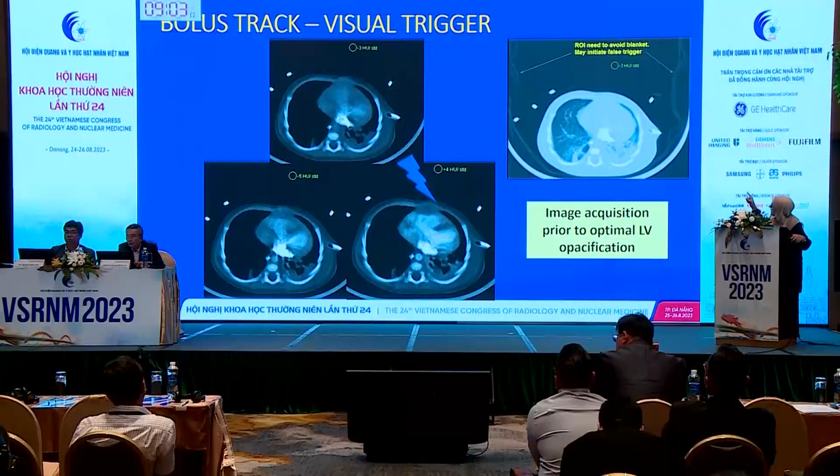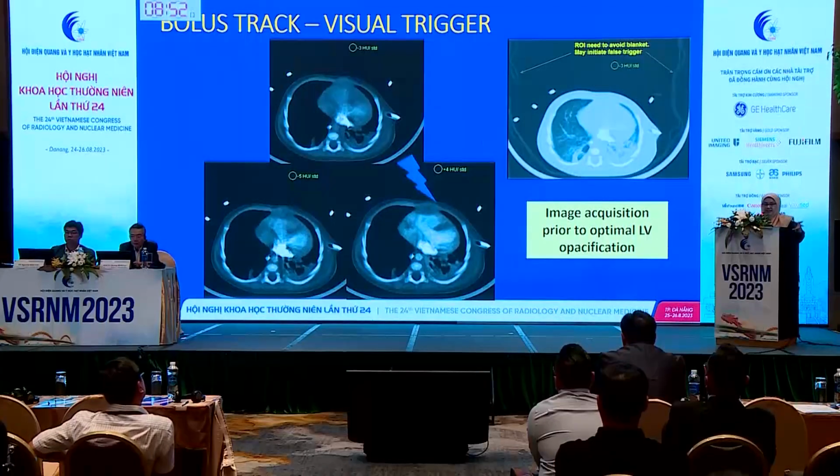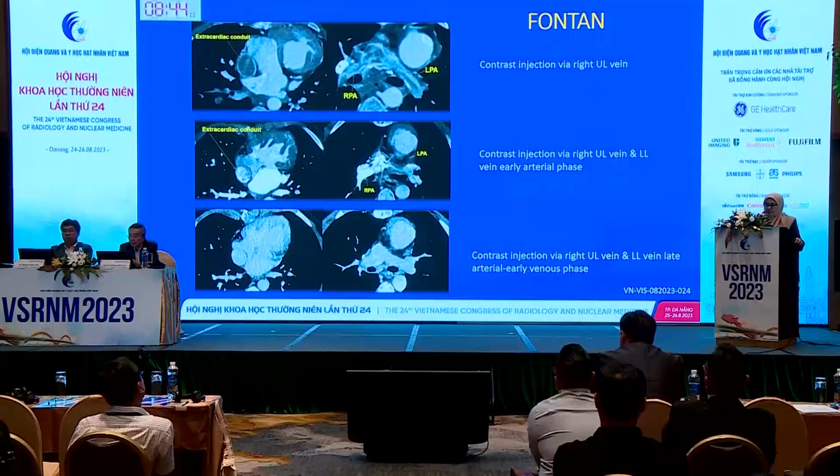But please be careful, because when you do this kind of technique, make sure that your ROI is away from the surrounding area, because sometimes you may wrap the baby with a lot of things, blankets and so on. So sometimes your scanner might detect a different enhancement, not the contrast inside the LV.